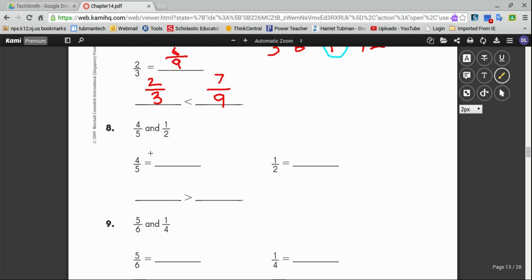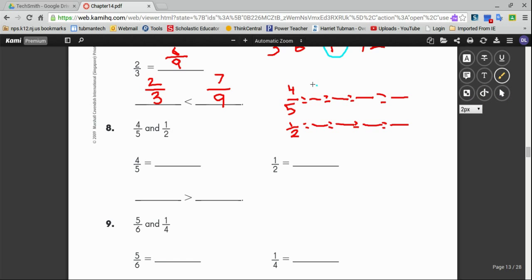Let's look at number 8. I have 4/5 and 1/2. In this situation, we have to find equivalent fractions for both 4/5 and 1/2. So over here I have 4/5, and I have 1/2. And I want to find where they have the same denominator. Okay, so I'm going to write my equivalent fractions. Equal, and let's write some equivalent fractions.